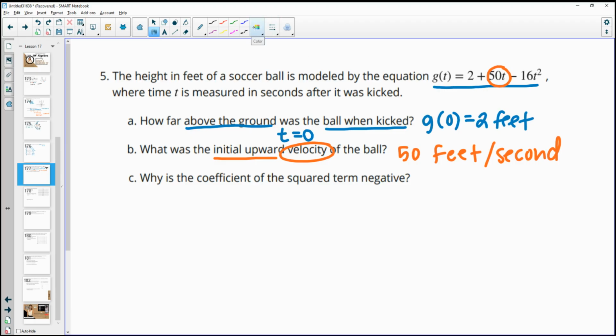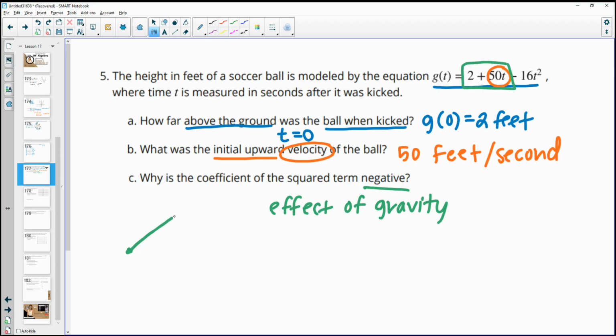And then part C says, why is the coefficient of the squared term negative? And that's because it's the effect of gravity. And so gravity is going to pull this ball back down towards the earth. So this part would be kind of like, you're starting at 2 and then your initial velocity is 50 feet per second. So if there was no gravity, it would just keep going at that rate up the whole time. And then we've got gravity pulling against it. So it's going to start going like that, but then it's going to start falling back down. So gravity is pulling against it.